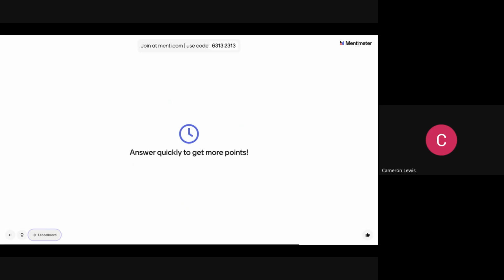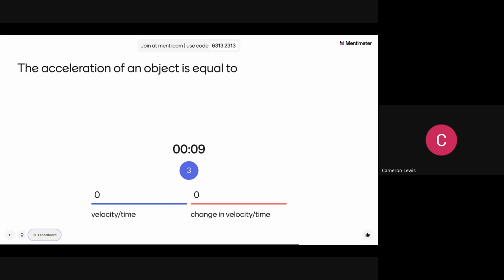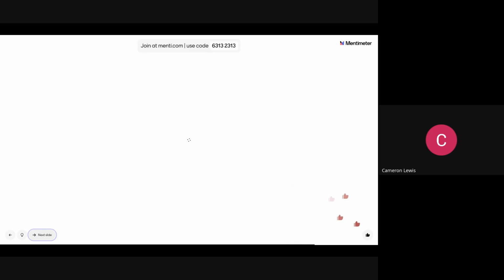Last one. The acceleration of an object is equal to the change of velocity over time. So the change of velocity over time, not just velocity, we have to have a change. We're looking at a rate. Remember, acceleration is equal to the change in velocity over time. One of the most important things.